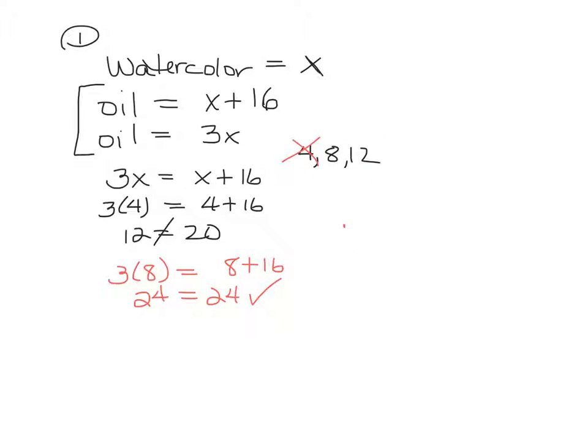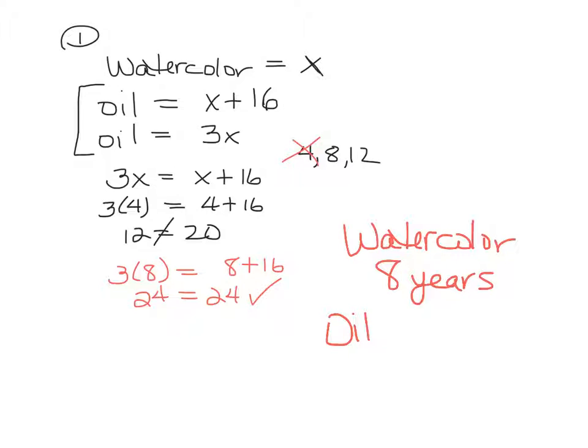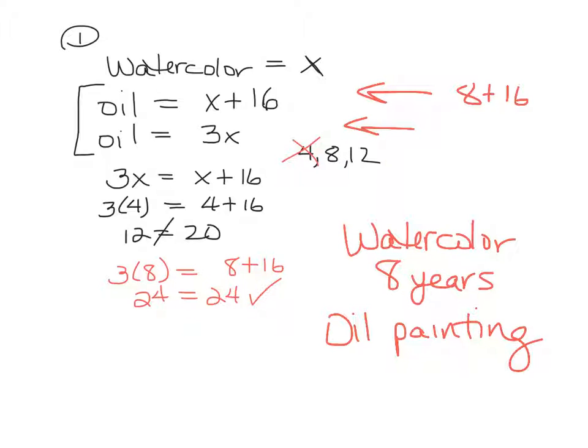So my answer here is that 8 works for the watercolor. So again, you're going to say the watercolor is going to be 8 years old. For the oil painting, I can take either one of these and do either 8 plus 16 or 3 times 8. Either way, I find out that the oil painting is 24 years old.